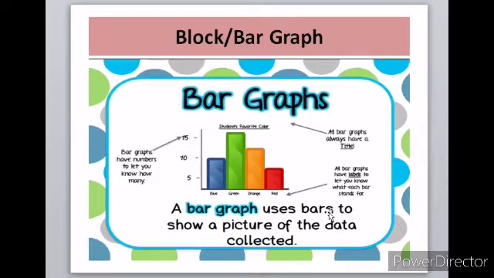So once again, see, what is a bar graph? A bar graph uses bars to show a picture of the data collected. A bar graph always has a title, and it has two lines: one standing line or the vertical axis which tells the numbers, and the horizontal line which gives the information about the things we are talking about.